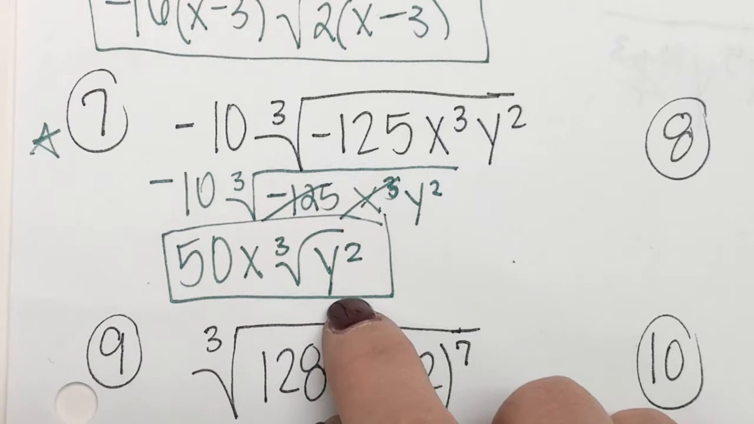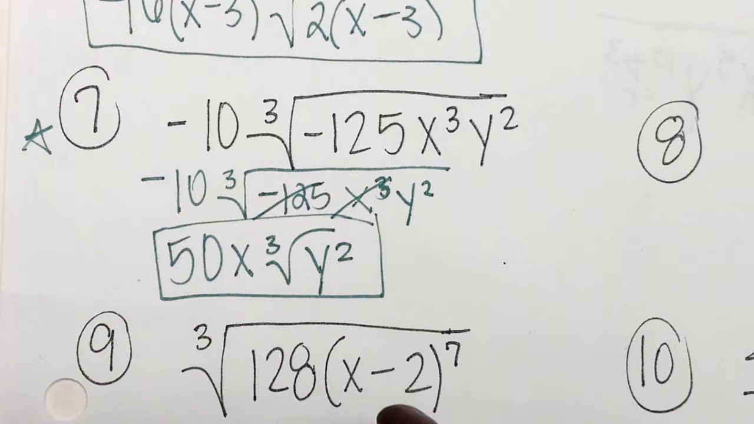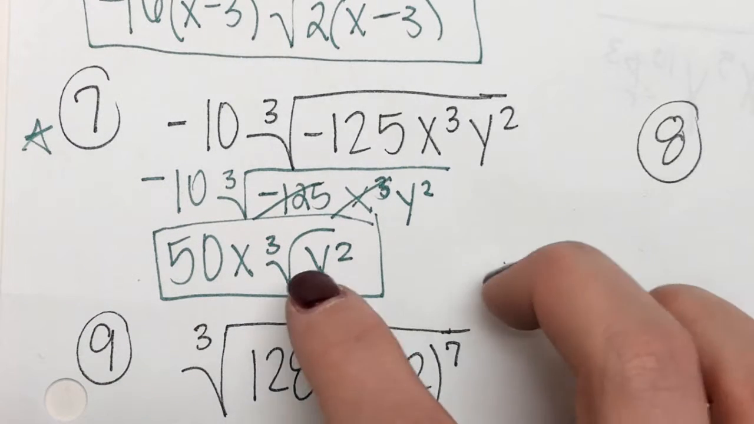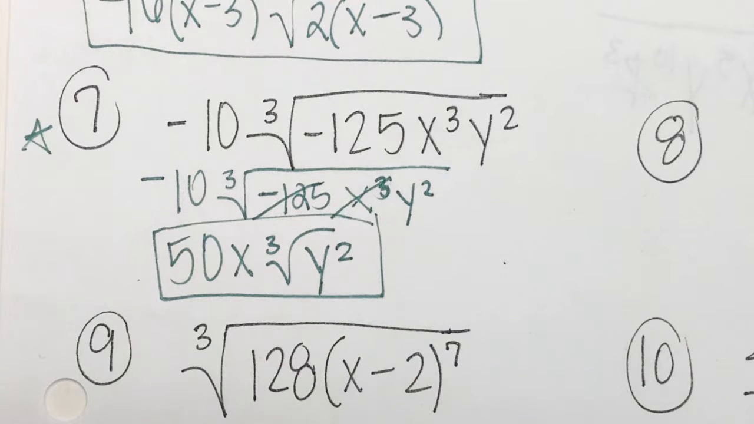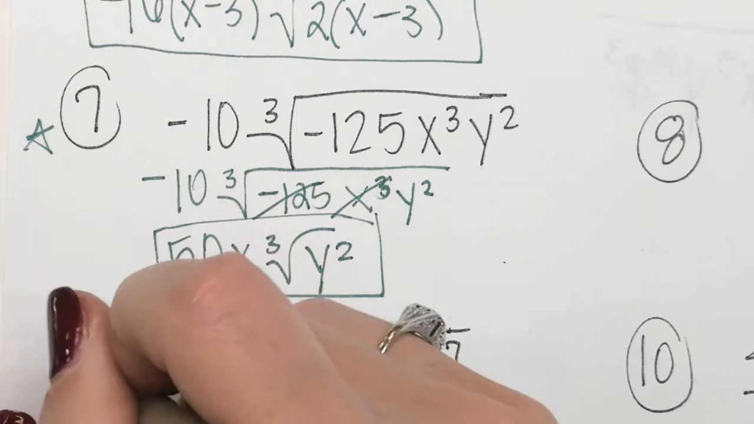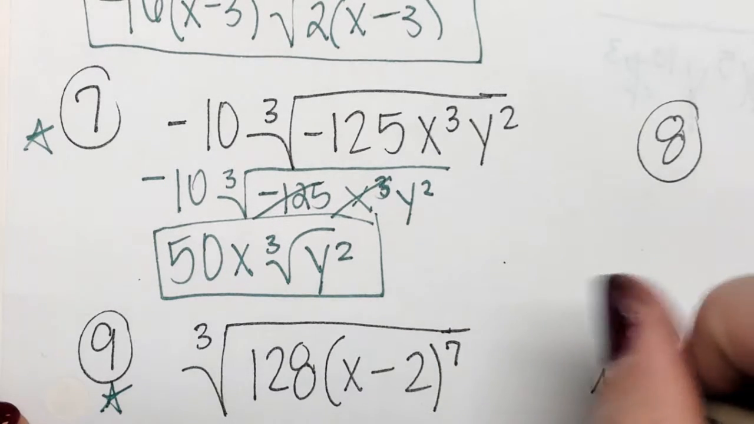How did I get which one? I thought the 3 over the x was like x to the 3rd. Oh, gotcha. Alright, the 2 that I want you to do is number 9 and 10. 9 and 10 on your own.